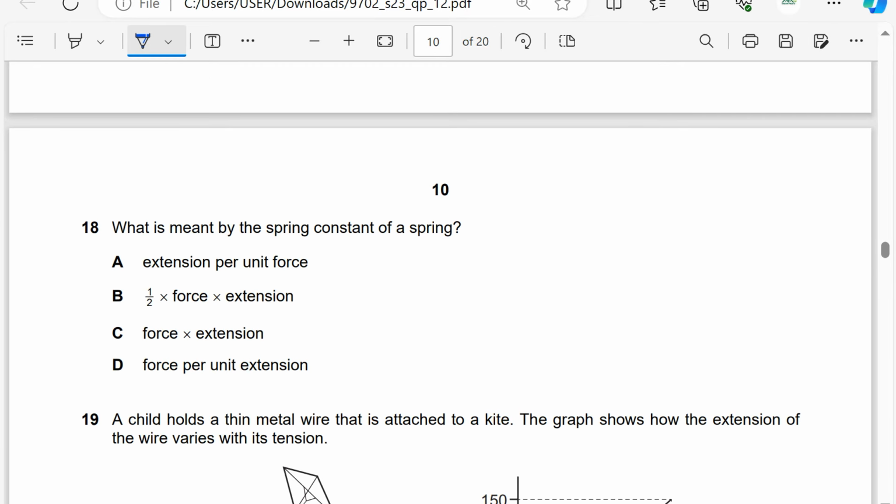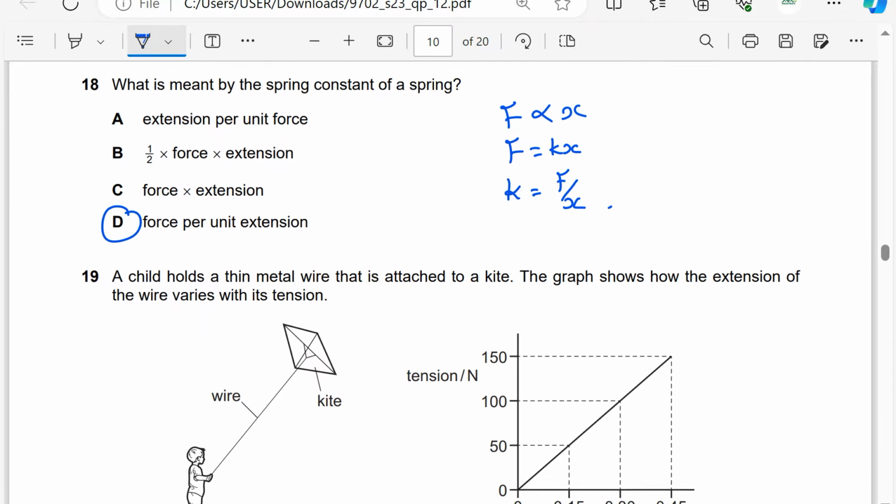What is meant by the spring constant? Of course, if we remember Hooke's law, the force is directly proportional to the extension. So the force is equal to k times x. So the spring constant k is force per unit extension. So this means our answer is going to be D. The spring constant k is force per unit extension.